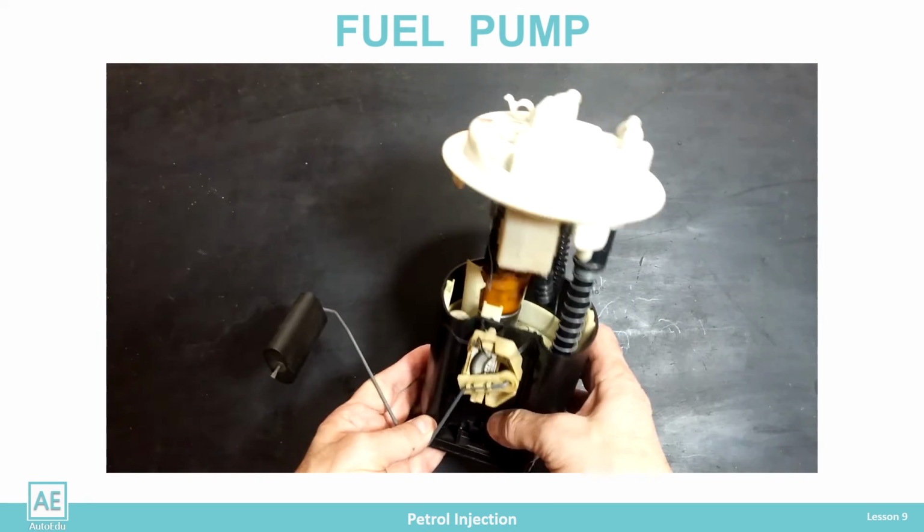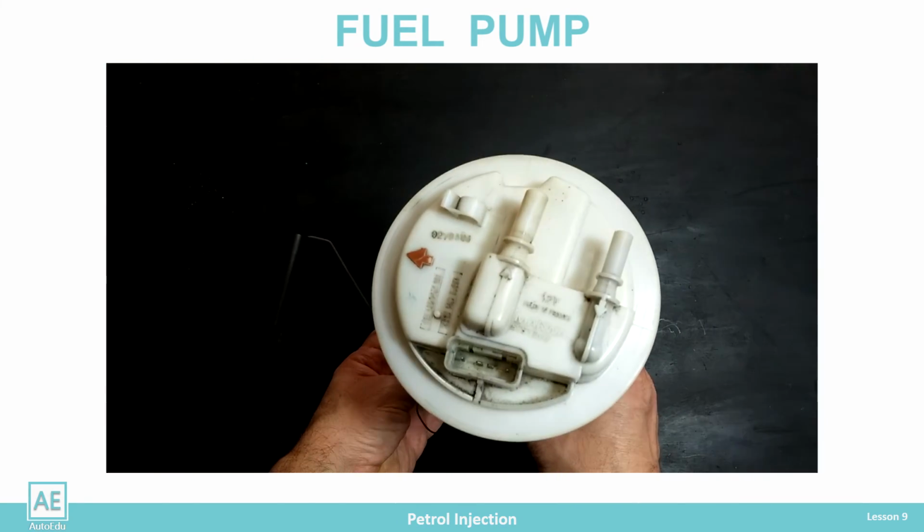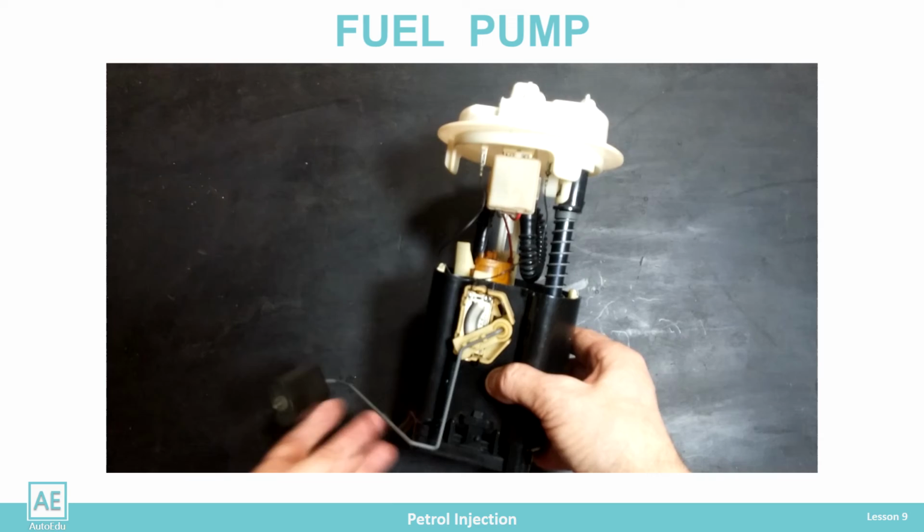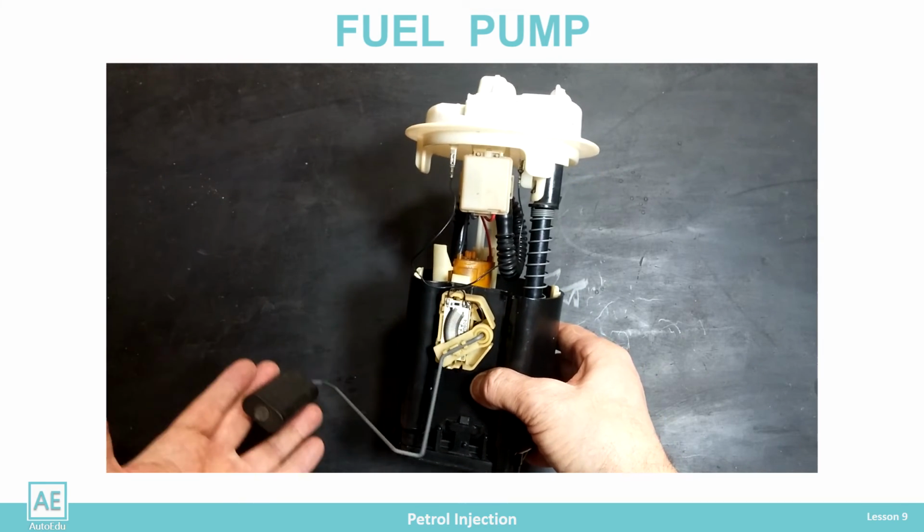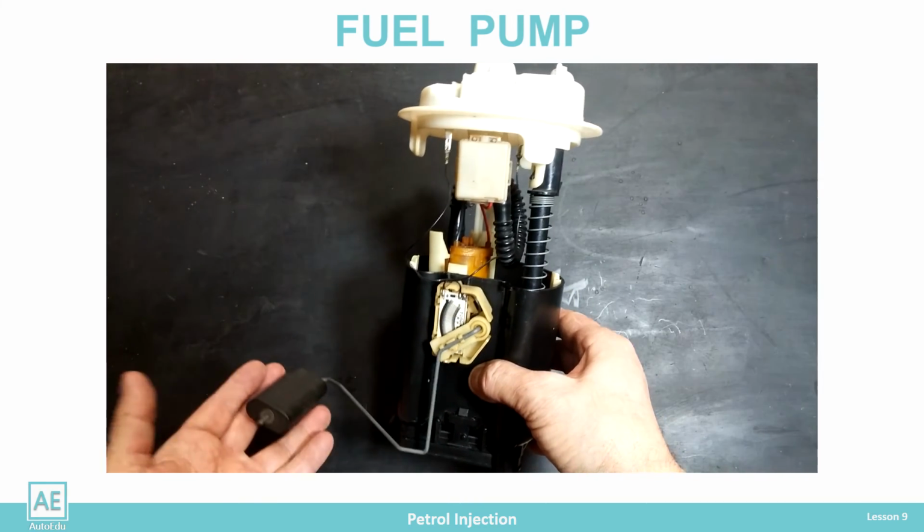In newer systems, the pump is submerged in the fuel inside the tank. If the pump leaks, it can still be used because the fuel is poured into the tank.